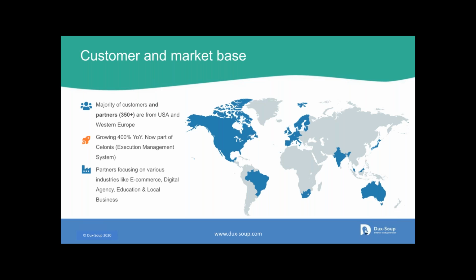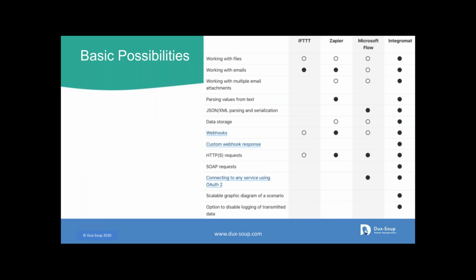Some quick comparison, what is possible with Integromat, comparing to If This Then That, Zapier, Microsoft Flow, and there are many different integrators on the market. The core is that we have also right now JSON and XML parsing. So it doesn't matter what kind of data you want to flow. If it's in some of these formats, you can parse it and it works.